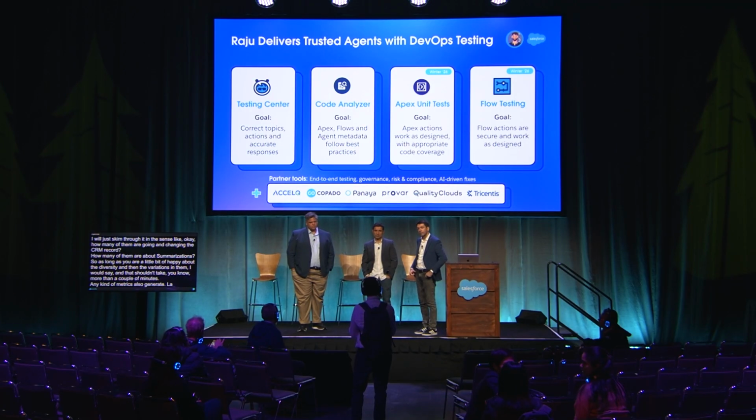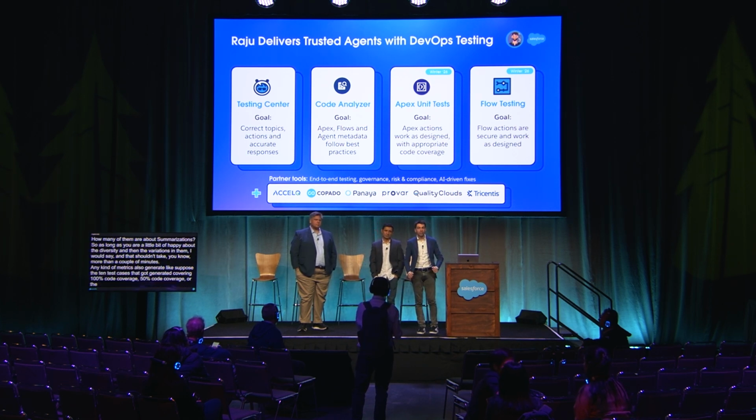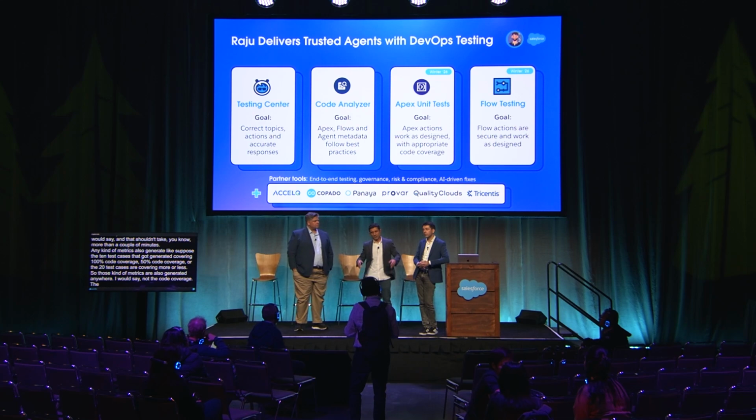Are any kinds of metrics also generated? Let's suppose the 10 test cases that got generated cover 100% code coverage, 50% code coverage, or the 20 test cases cover more or less. Are those kinds of metrics also generated? I would say not the code coverage. The way to think about this is your agent: how many topics does it have? How many actions does it have? Think of the jobs to be done by the agent, and how many ways people can ask the agent to do that job. That's the lens to look at.